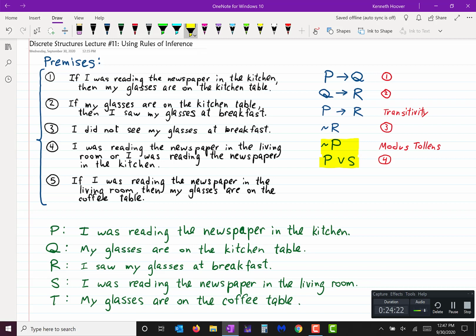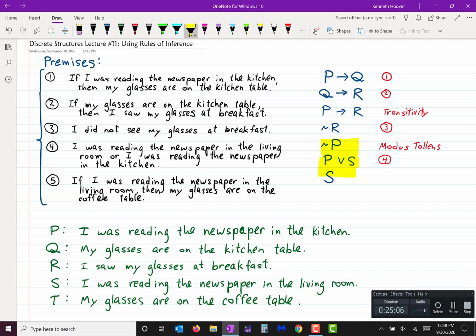I was not reading the newspaper in the kitchen, but I was reading the newspaper in the kitchen or the living room. If you put those two together, then you can make a conclusion, can't you? Where must you have been reading the newspaper then? You must have been reading it in the living room, right? If you're reading it in the kitchen or the living room, and you're not reading it in the kitchen, then you must be reading it in the living room. So using those two lines that are highlighted in yellow, we can conclude that you were reading the newspaper in the living room, which is S.